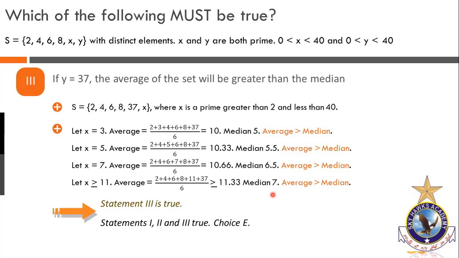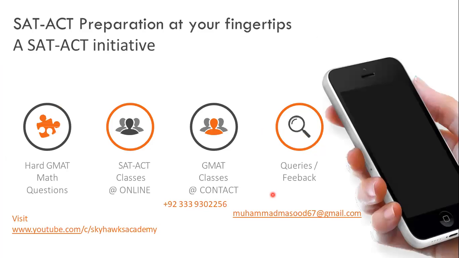So all these three statements hold true for the given data. Our ultimate choice is E, statements one, second, and third. Three statements are true for the given data. So this is all about that.